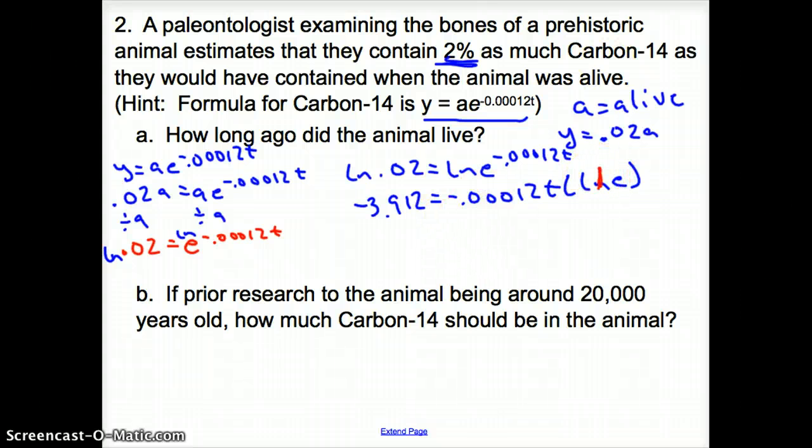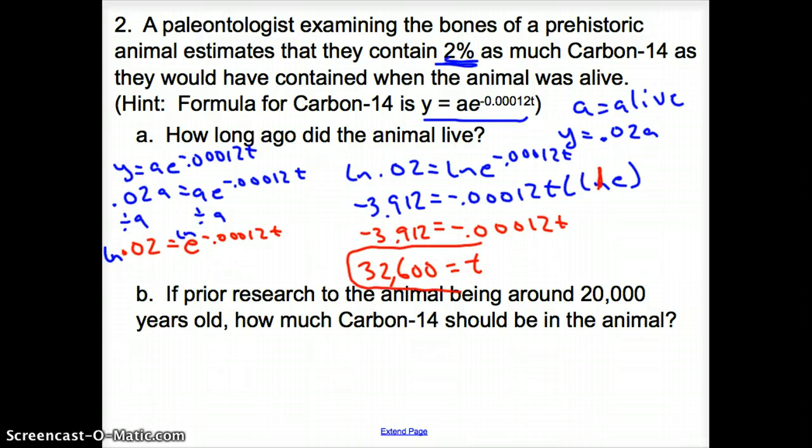That turns into just a 1. So we will be left with a negative 0.00012t equals a negative 3.912. Dividing by this, because it is attached through multiplication. Decimals are numbers too, so we divide by this decimal. When we divide, we get 32,600. What is 32,600? That is years. So 32,600 years ago the animal did live.